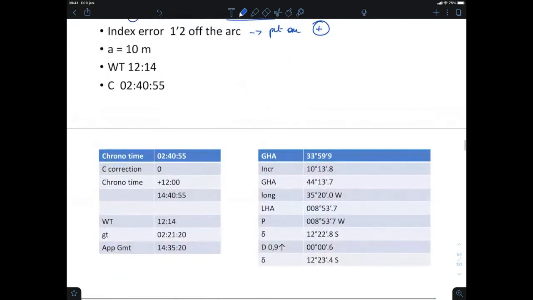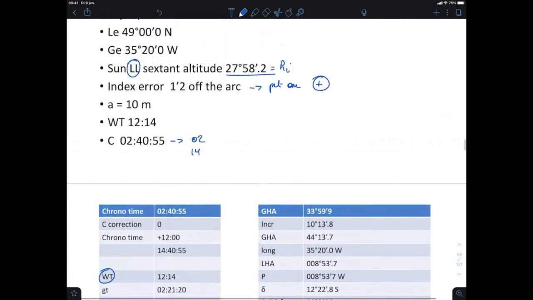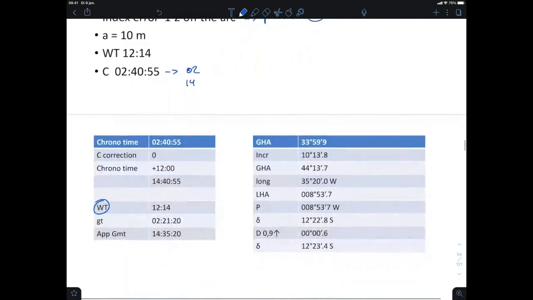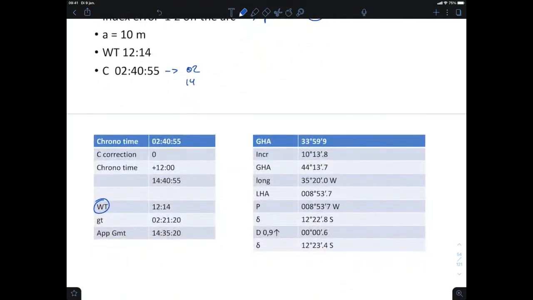So the first thing to do is to determine whether the chronometer time is 2 o'clock or 1400. How do we do this? We take our watch time, which is 12:14, and we transform our longitude, being this one here, into time. How do we do this? We do this with the conversion of arc to time. You can also do this with your calculator. We know that 30 degrees is 2 hours plus 5 degrees 20 minutes. This gives us in total a longitude transformed into time of 2 hours, 21 minutes and 20 seconds.